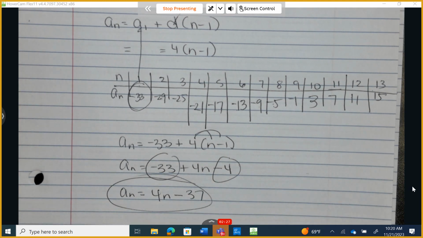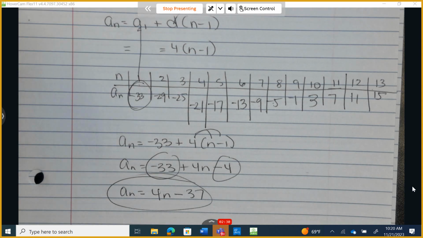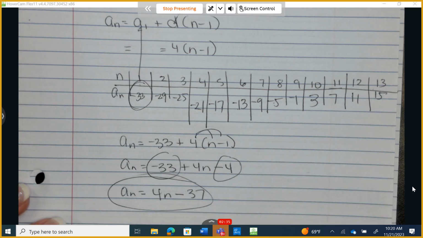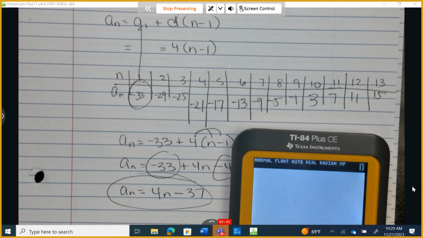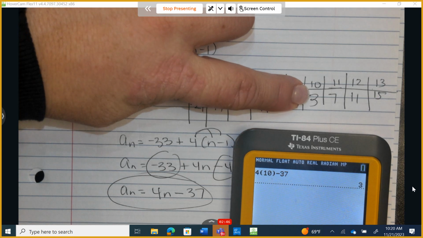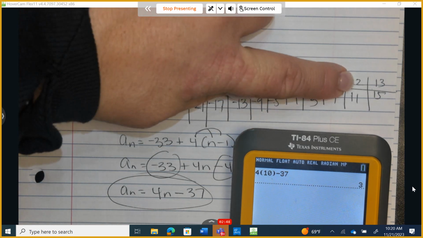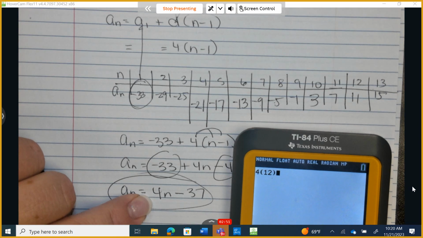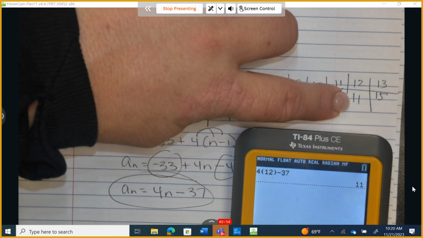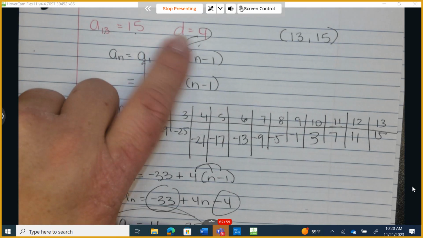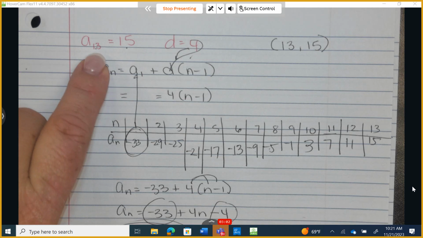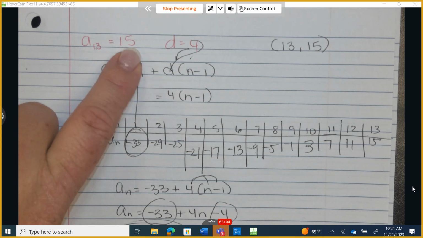And now we can check to see if we did that right. Like watch, if I plug in, for instance, let me grab a calculator here, because maybe I did something wrong. It's very possible I did something wrong. Let's check. If I plug in 10, I better get an output of 3. If I plug in 10, 4 times 10 minus 37 better give me an answer of 3. It does. Does everybody see that? Like, let's try 12. So 4 times 12 minus 37 better give me an output of 11. And it does. I feel confident that this is the general rule, also known as an equation that represents when the common difference is 4. And when you have an n of 13, the 13th number on the list, the output is 15.